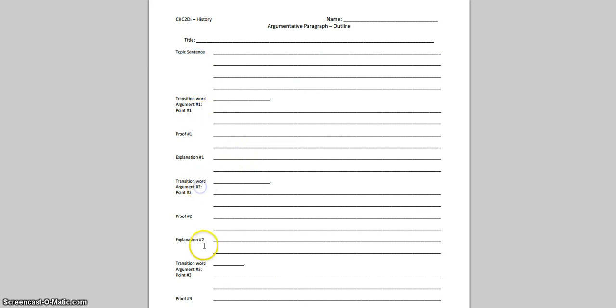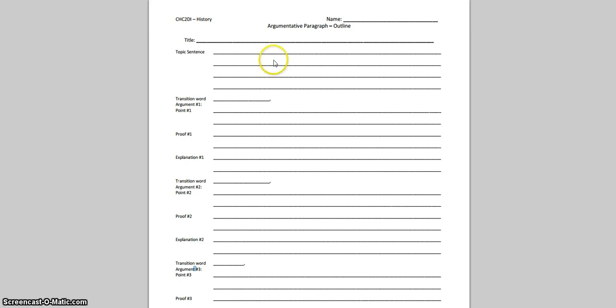Argument 1, argument 2, argument 3. Now, the topic sentence and the concluding sentence are going to be very, very similar to one another. In the topic sentence, it's very important that you do 2 things. First, you make a very clear thesis statement.